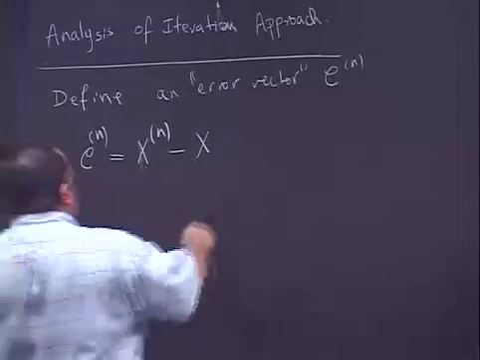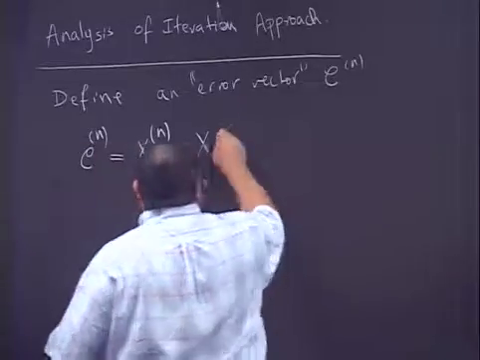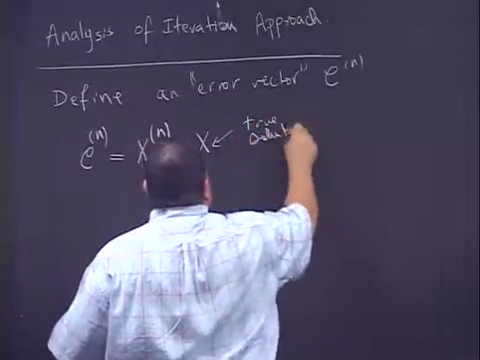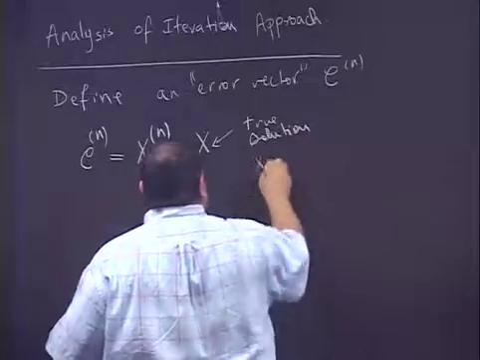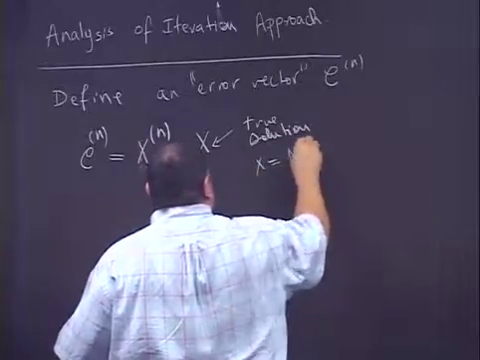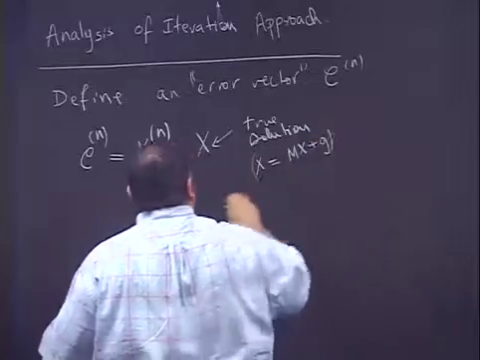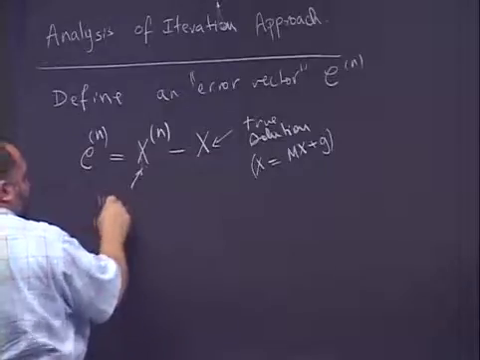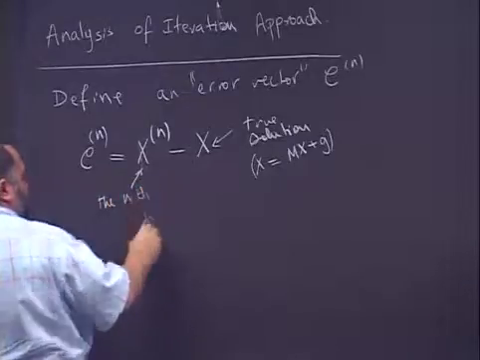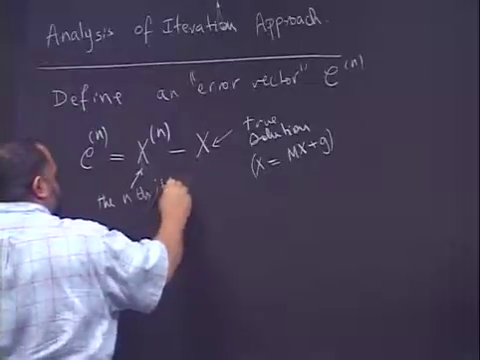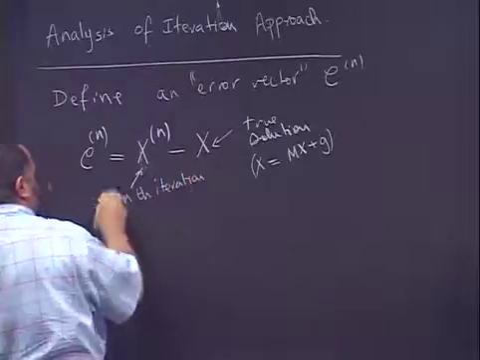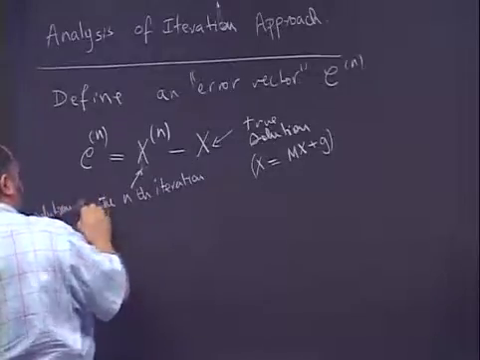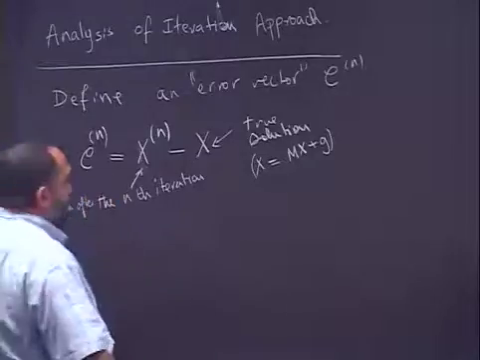So X is the true solution, and it is the solution of what equation? X equal to M multiplied by what? X plus G. And Xn is what? This is the solution after the nth iteration.